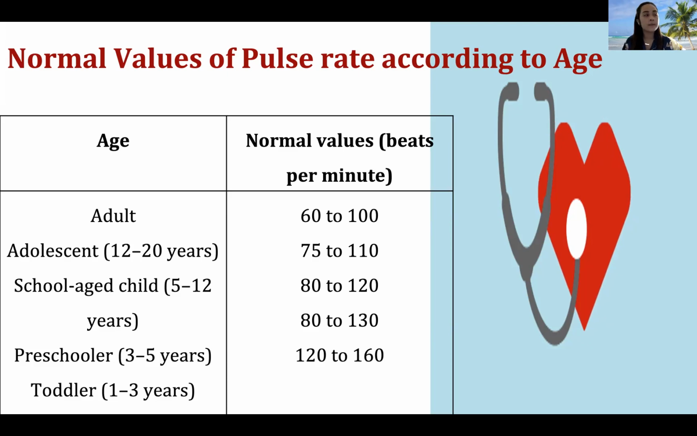For adults, the normal pulse rate is 60 to 100 beats per minute. Adolescent, 12 to 20 years, should be 75 to 110 beats per minute. School age children, 5 to 12 years, 80 to 120 beats per minute. Preschooler, 80 to 130 beats per minute. And toddler, 120 to 160 beats per minute.